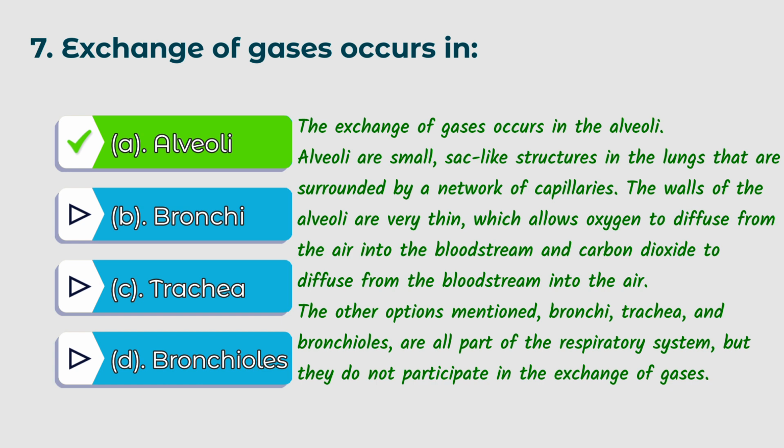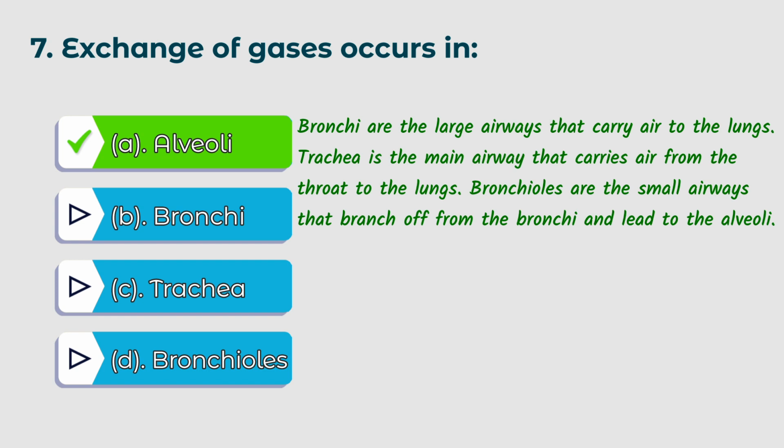The walls of the alveoli are very thin, which allows oxygen to diffuse from the air into the bloodstream and carbon dioxide to diffuse from the bloodstream into the air. The other options mentioned, bronchi, trachea, and bronchioles, are all part of the respiratory system, but they do not participate in the exchange of gases. Bronchi are the large airways that carry air to the lungs. Trachea is the main airway that carries air from the throat. Bronchioles are small airways that branch off from the bronchi and lead to the alveoli.